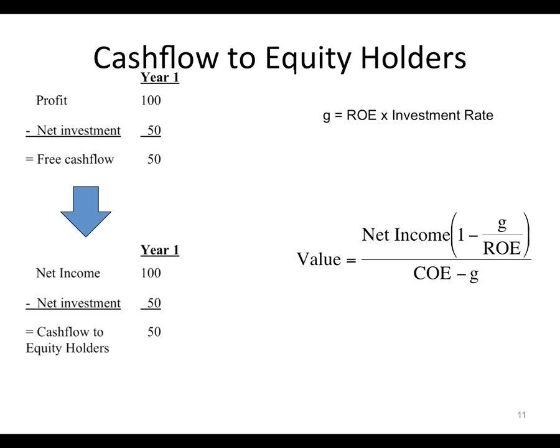Next ratio. Enterprise value to EBIT is based on free cash flow. It's the NOPLAT after the reinvestment. Well, the price to earnings ratio is based on the net income, the earnings per share, which is the cash flow just to the equity holders. So the NOPLAT is the cash flow to the debt and the equity holders. The net income is just the cash flow to the equity holders.